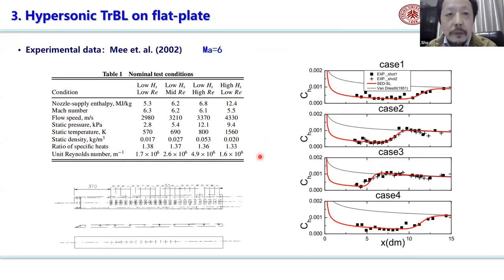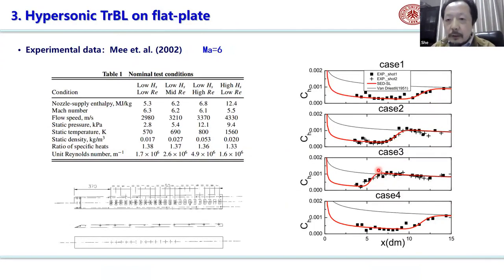Now let's go from subsonic to hypersonic flow. Hypersonic turbulent boundary layer on a flat plate. These are the experiments by me and a company in 2002, at Mach number 6. You see the four cases here. The first three cases have increasing Reynolds number. So for 1, 2, 3, with increasing Reynolds number, you see the transition actually moving earlier and earlier.